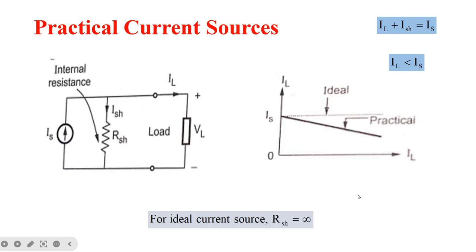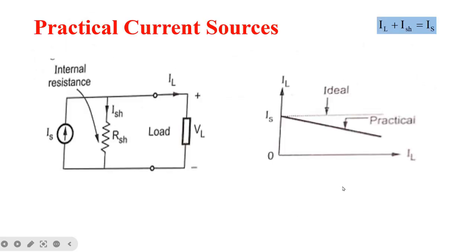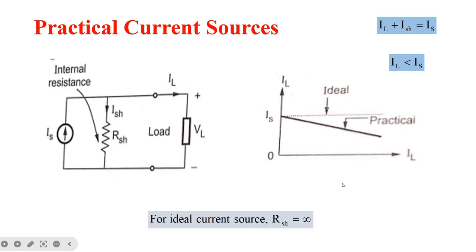That is, for ideal current source, you don't have any resistance here. Actually in practical you have a resistance in parallel with this current source, but in an ideal current source, you don't have any internal resistance in parallel to it. So here RSH will be 0. Sorry, it will be infinity, not 0. It will be infinity because it is a high internal resistance.